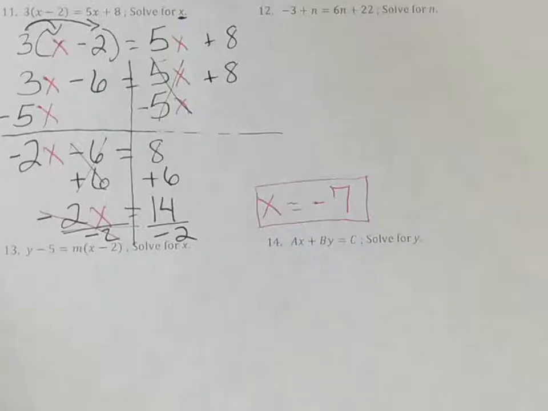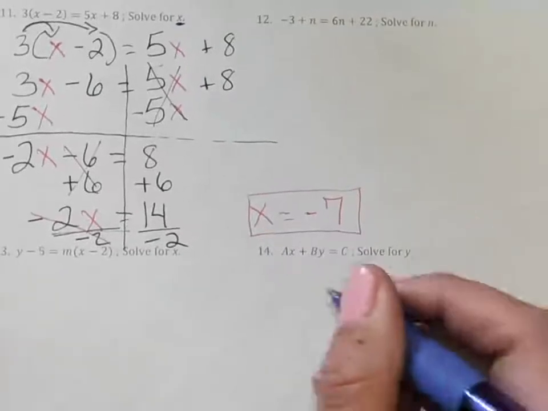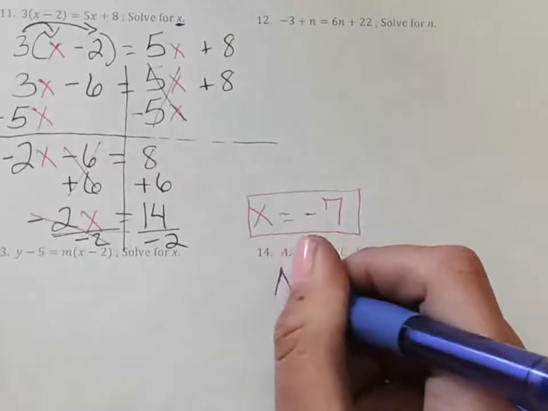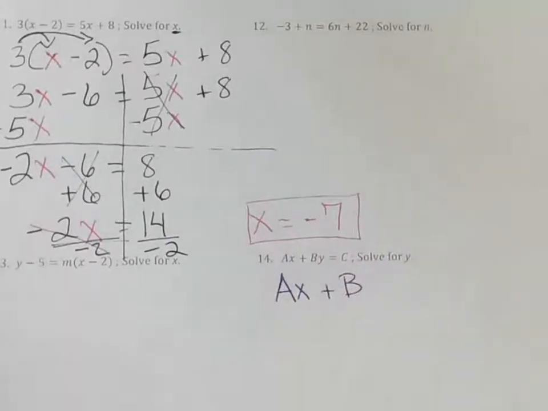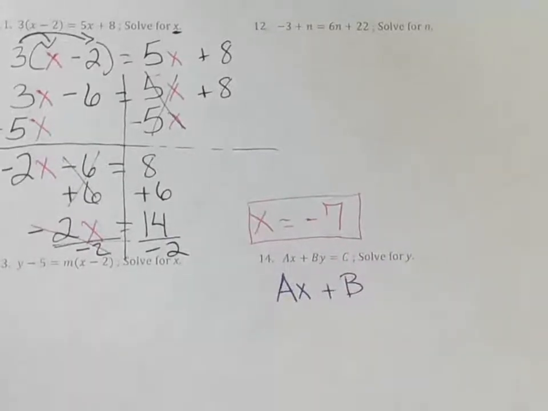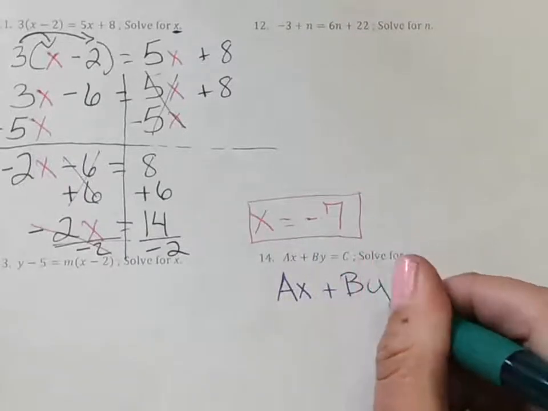Ooh, number 14 is a challenge. Try number 14 on your own, but actually 13 kind of is too. Which one do I want to do? No, I'll do 14. So we're trying to solve for y. So I have ax plus by equals c. I'll make it a different color. Let's do green maybe. There we go.